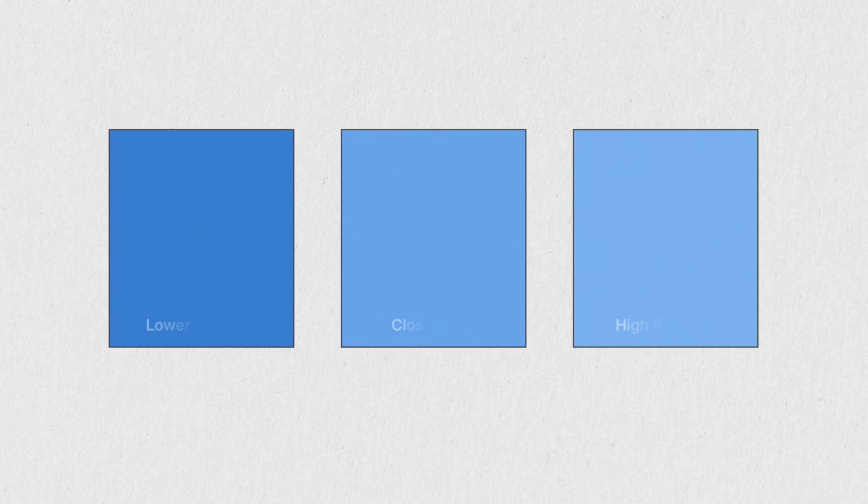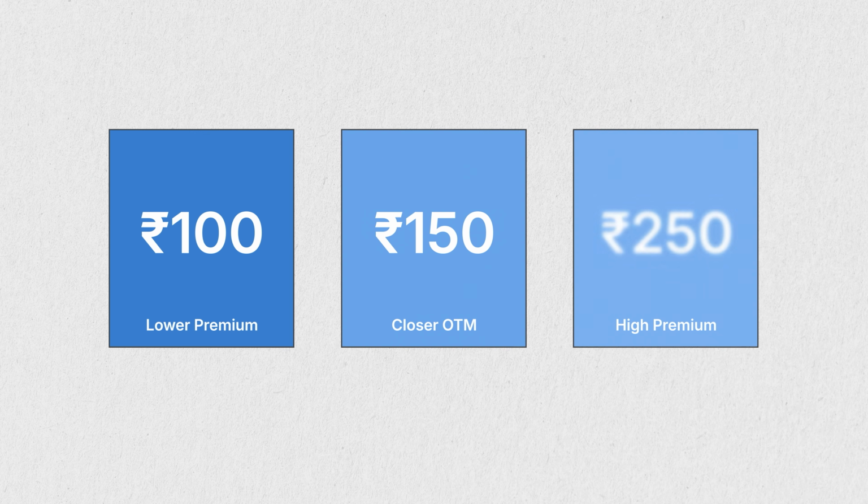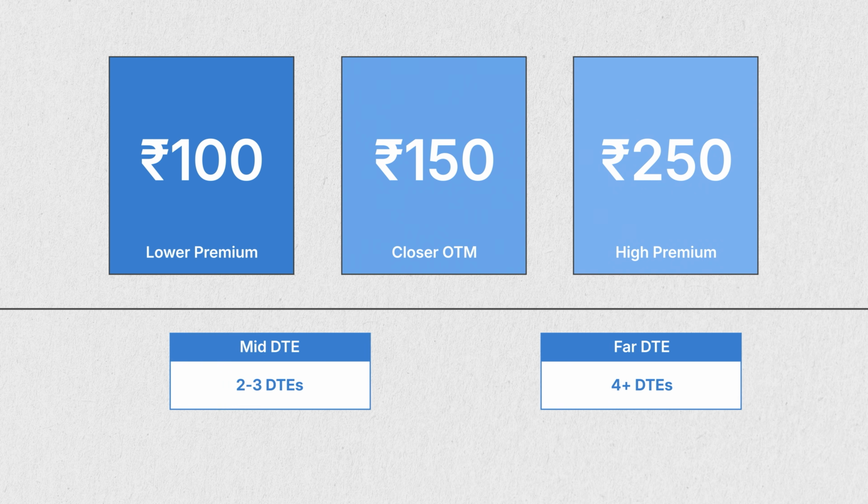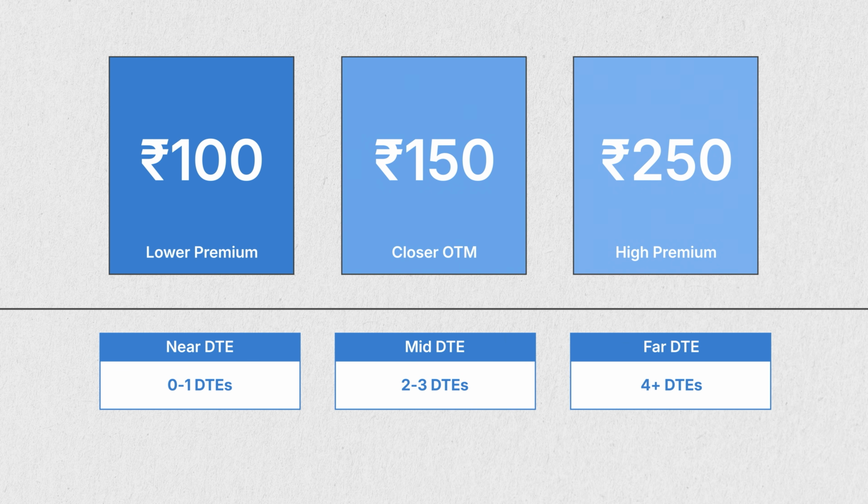In other words, it allows for playing the direction better, and with ORB, it's all about direction. Of course, you can test other premium levels as well, 100, 150, 250 and compare results. You can also test across different DTE buckets and see if the behavior changes.